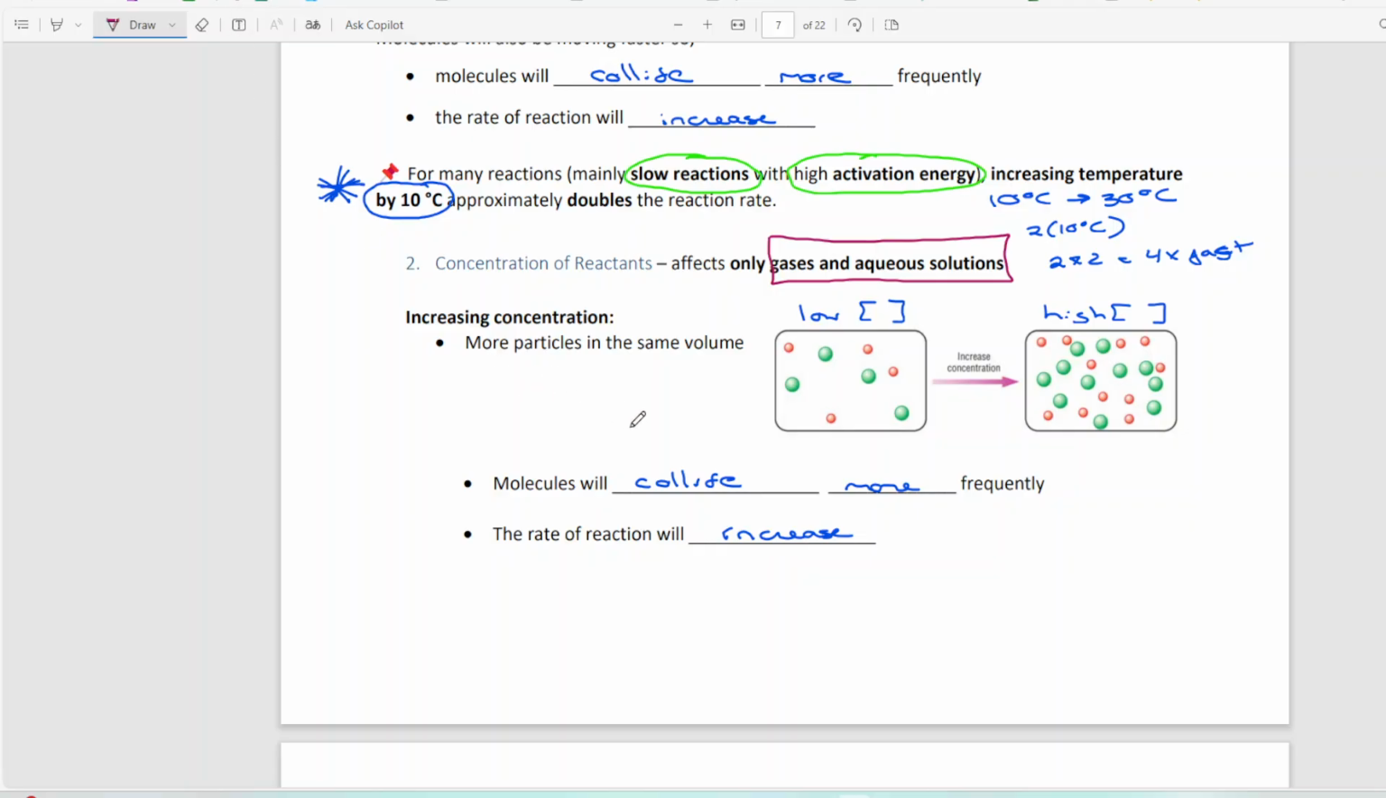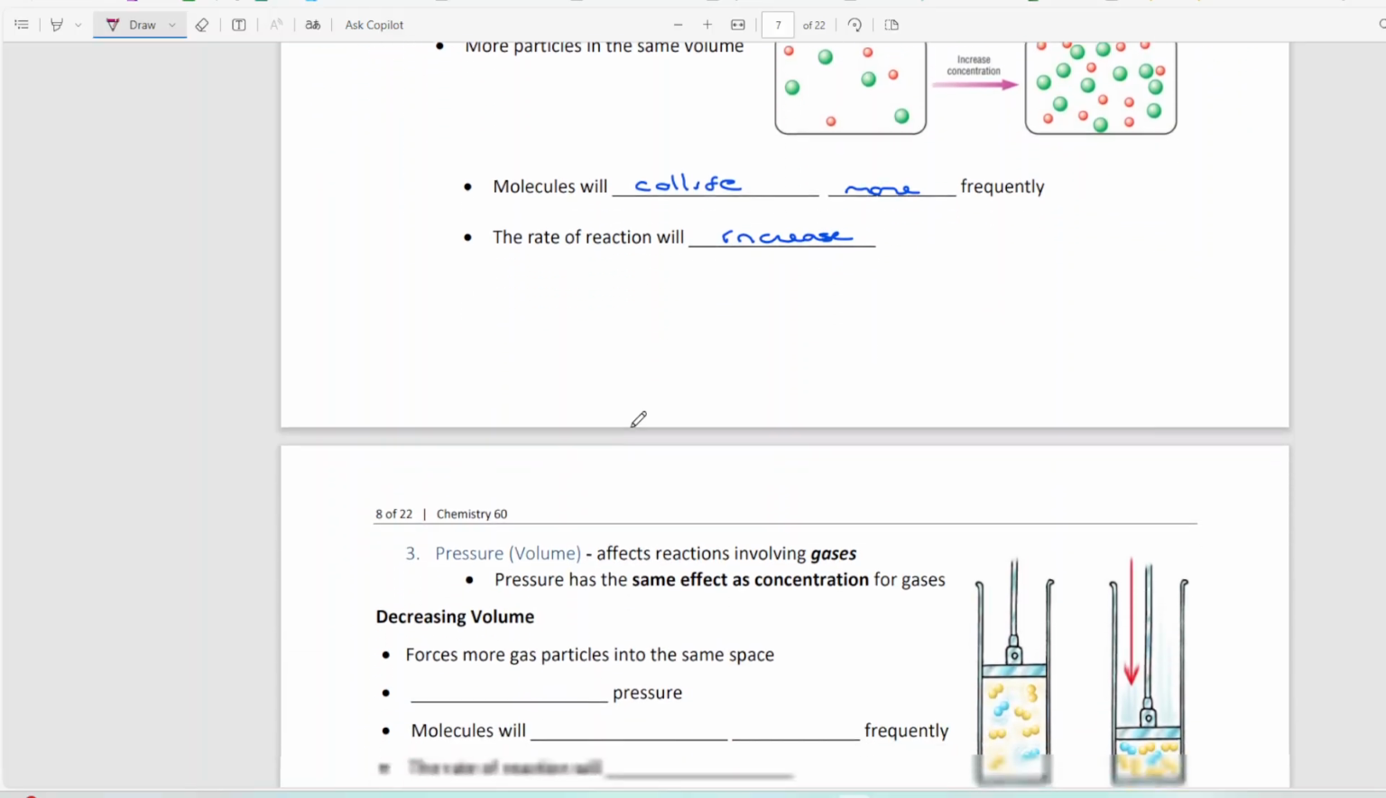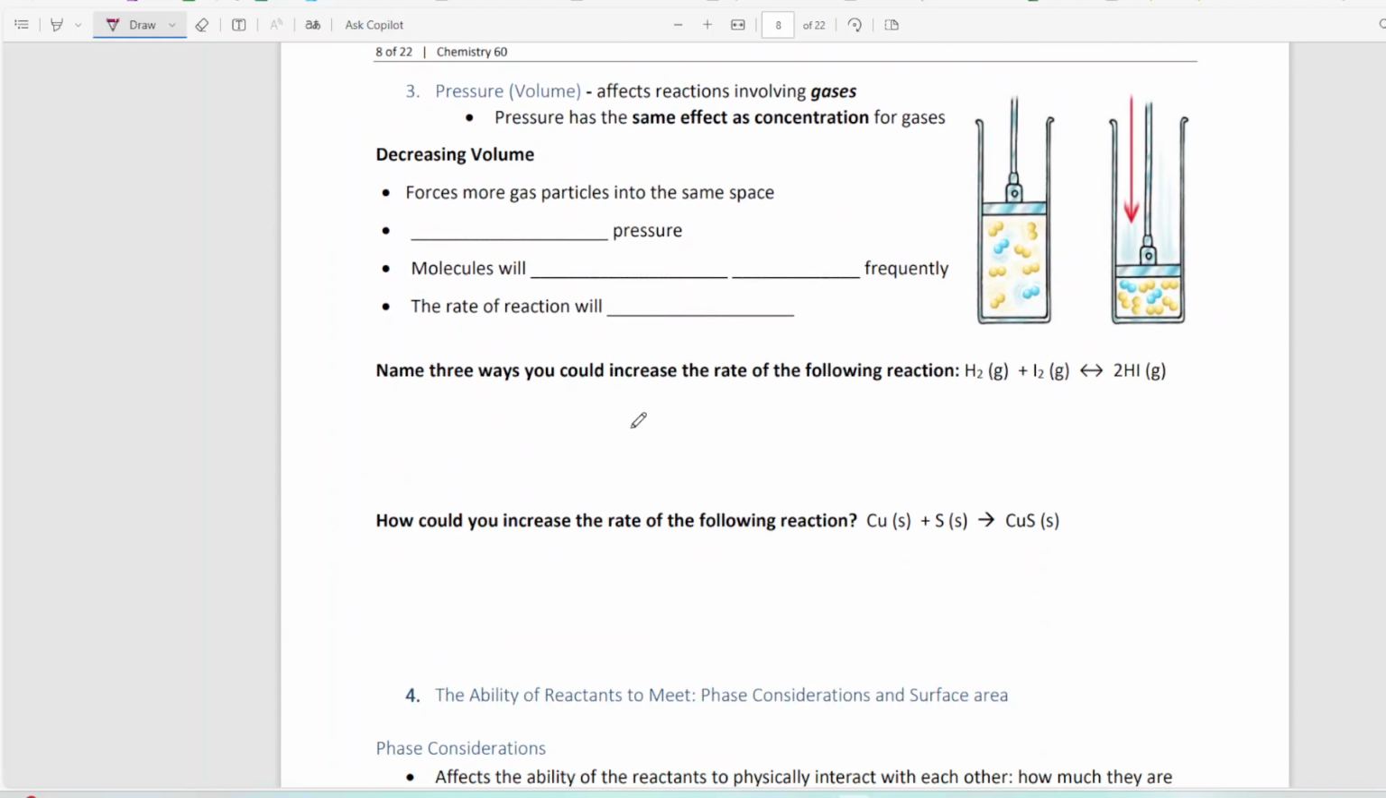rate. Because you can tell there's going to be some questions that are going to say, how could you increase the rate of reaction? Right? And they're not all going to be true. The next one is increasing pressure or decreasing volume. This is going to be only with gases. So increasing the concentration works for aqueous solutions and gases. This one is only gases.